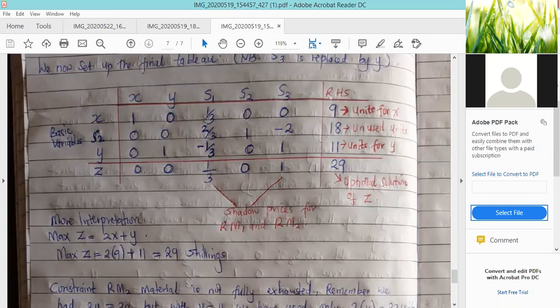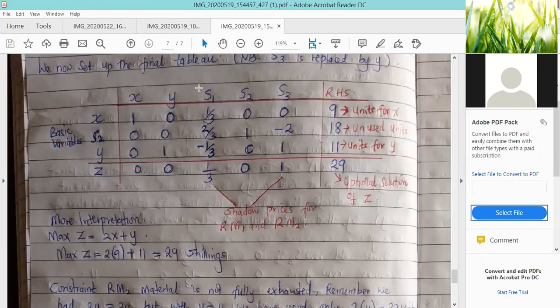I repeat, the values that we are reading on the right-hand side column of our whole table give us the values of our basic variables. What is X? 9. What is S2, which was a slack related to my constraint number 2? 18 units. What is Y? 11 units. What's the value of Z, the highest? 29 shillings.